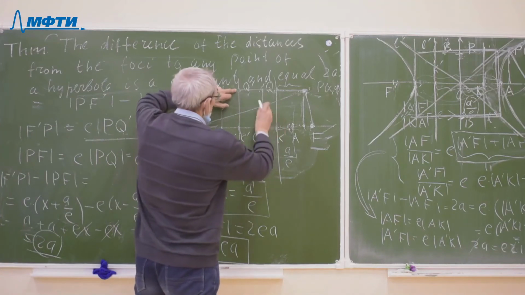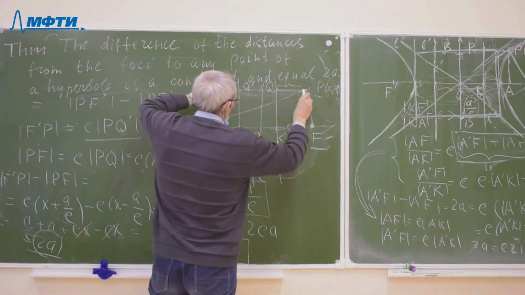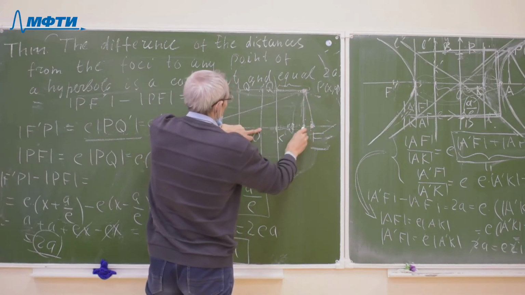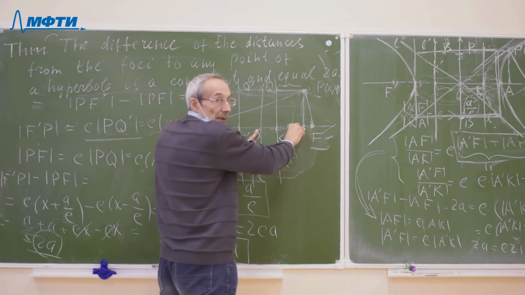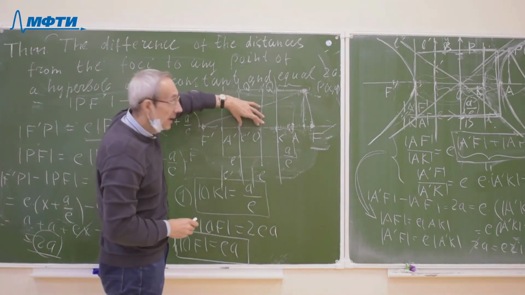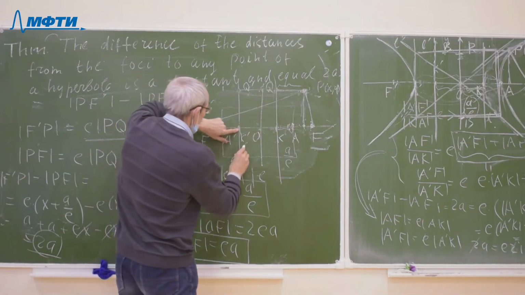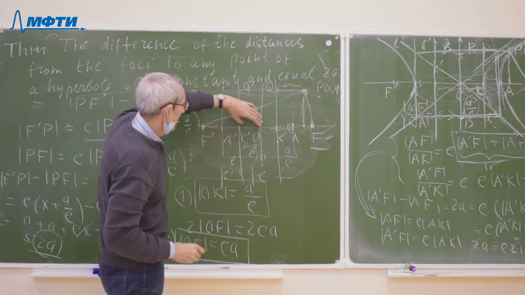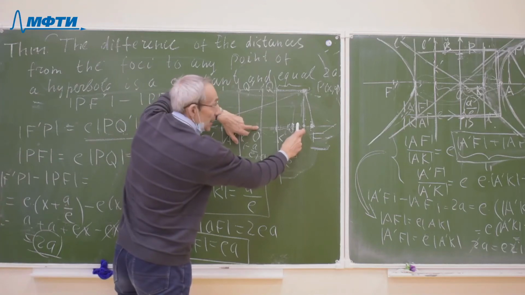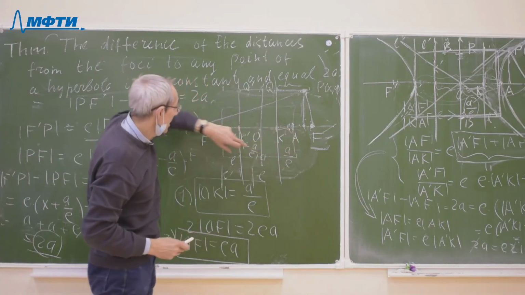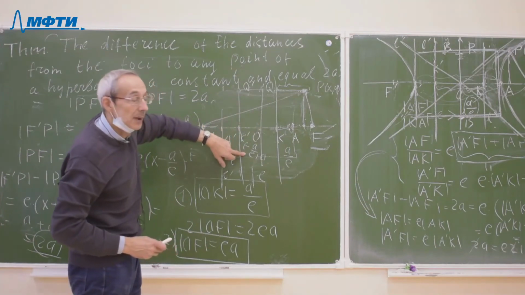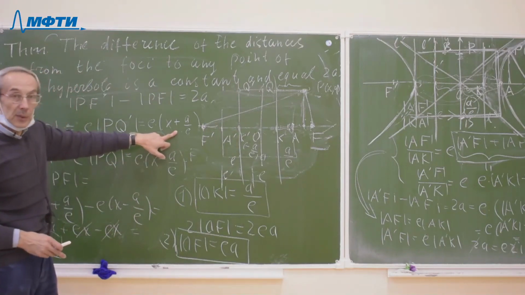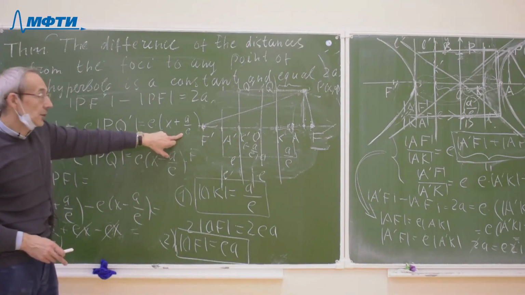This one is x along OX, plus this one. But K prime has coordinate minus A over E, 0. And this difference is the sum: x, and this distance, which is equal to A over E. In this case we have the sign plus: x plus A over E.